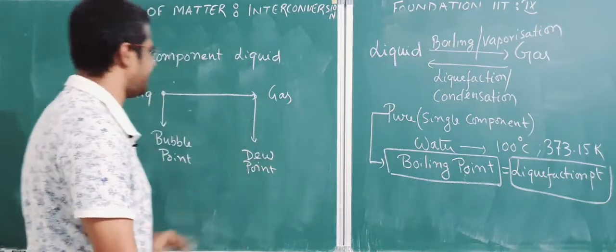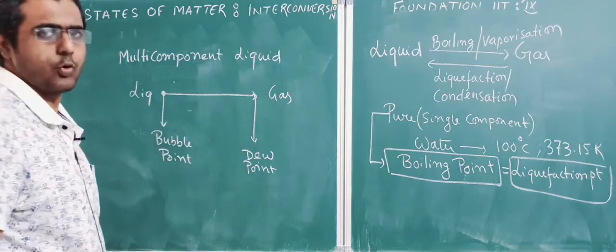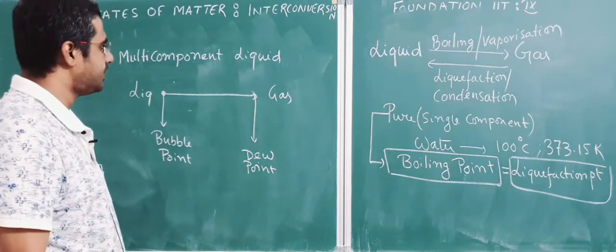I am just giving you the idea. In case of multi-component liquid, there will be 2 points. ठीक है? Clear?